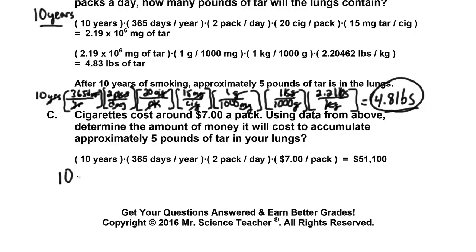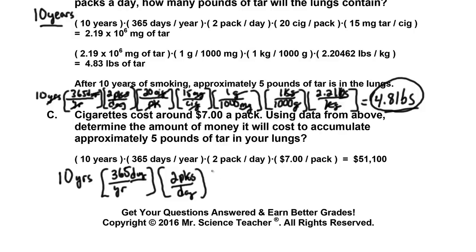Well, again, we have 10 years, and we started off the same way. And each year, there are 365 days. Right? 1 year, there's 365 days. And each day, they are smoking 2 packs of cigarettes. Each pack costs $7. I mean, $7. That's a chunk of change right there. Oh my gosh. So let's figure it out.